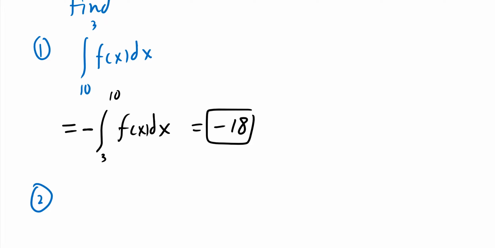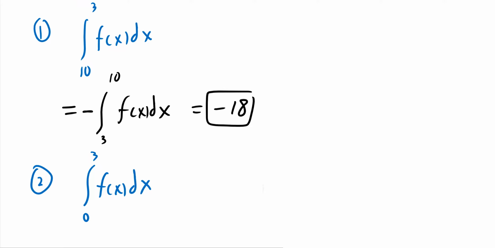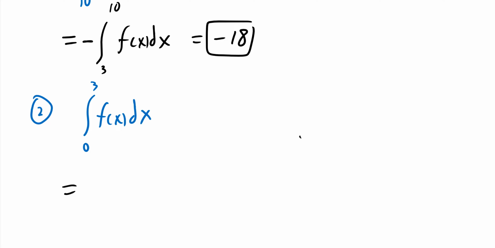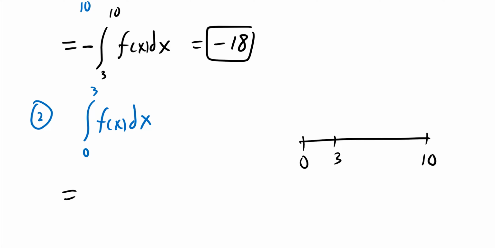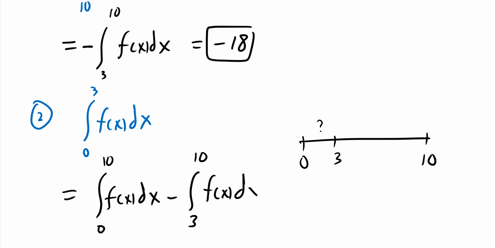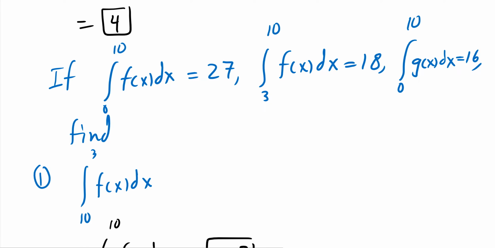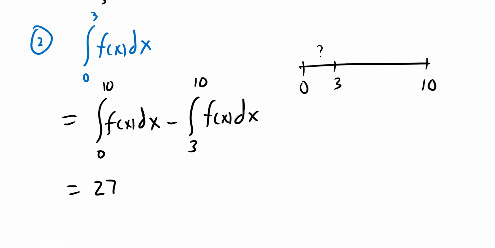What about another one? What if I'm asked to find 0 to 3, f of x dx? So how do I do this? Let's see what we have. They give me 0 to 10 and they give me 3 to 10. So I want 0 to 3. So all you have to do is go 0 to 10, f of x dx, minus the integral from 3 to 10, f of x dx. So 0 to 10 was given to us as 27, so 27 minus the other one, given as 18. So the answer is 9.